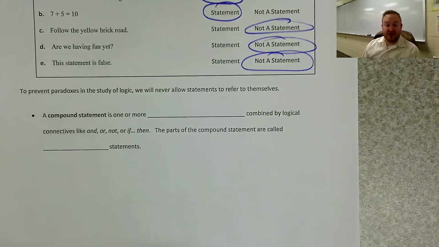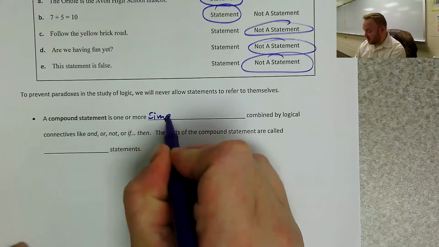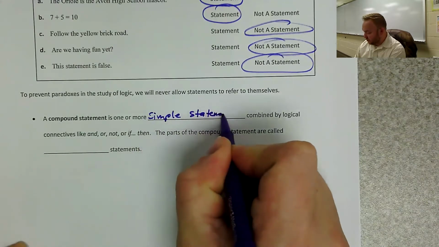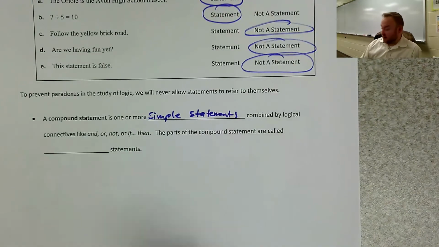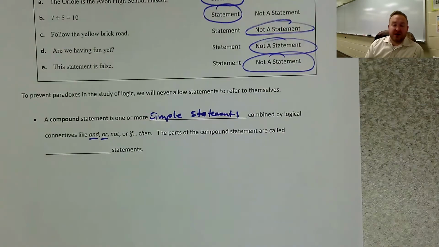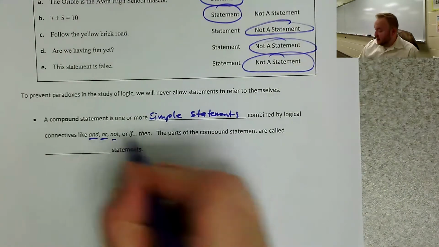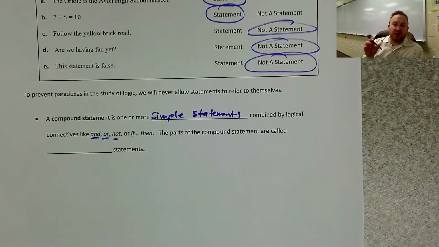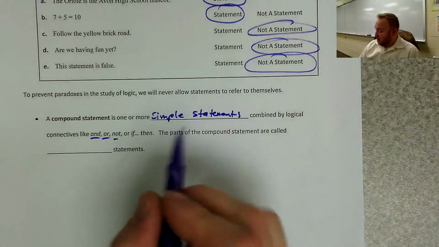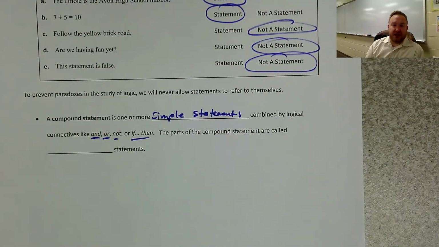A compound statement is one or more simple statements combined by logical connectives. So if we use the words and or or to connect two statements together, we now have created a compound statement. If we negate a statement, meaning we use the word not to change the truth value of the statement to whatever the opposite of whatever it was, then that's a compound statement. We'll also see statements that are called conditional statements that are written in if-then form, like if it is Tuesday, then we have a gold schedule or something like that, right? That would be an if-then statement.